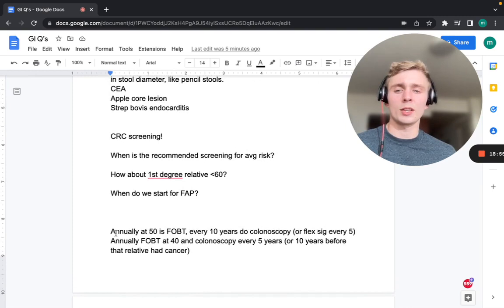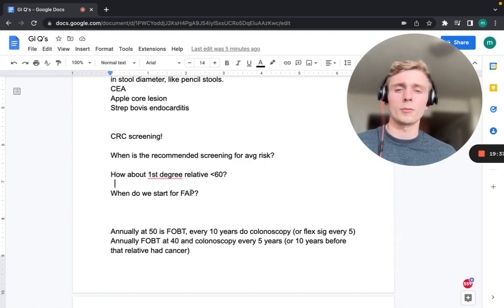So normally, annually at 50, you do the fecal occult blood test, and then every 10 years, if it's normal, we do a colonoscopy, or you can do a flex sig every 5. And this is all for normal patients. And if you have a first degree relative under 60, then you want to do a fecal occult annually, and then at 40, you want to do a colonoscopy, and you want to do that every 5 years. And it's important to know, let's say they were 55, then you want to start that earlier, 10 years before the relative had cancer. What if they had colorectal cancer at 43? Then you want to start at 33, for instance.